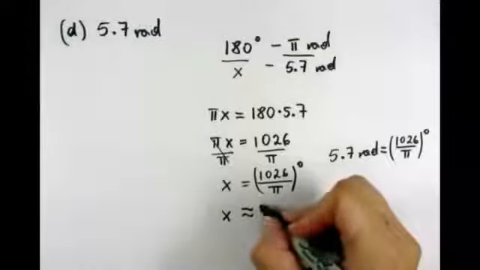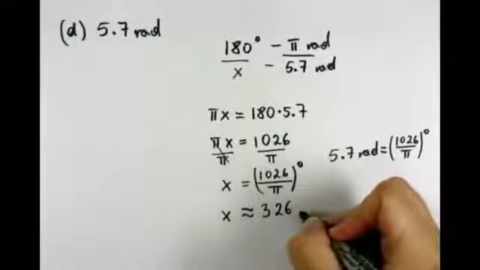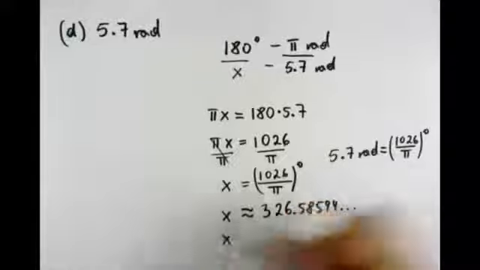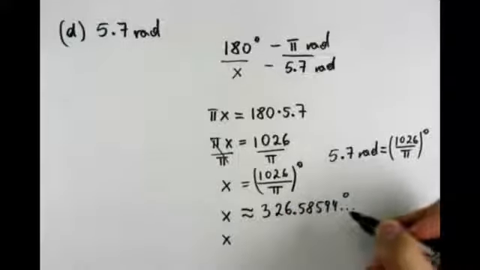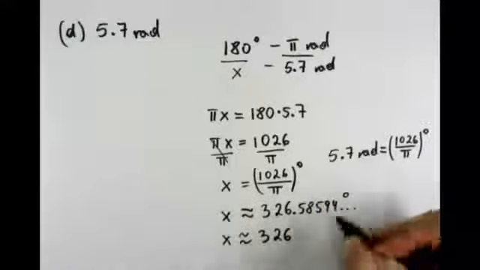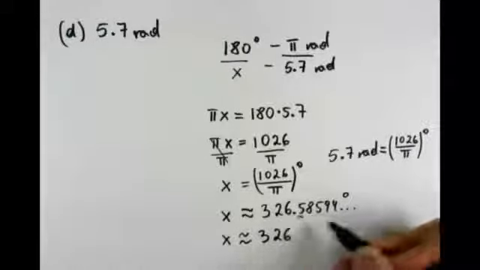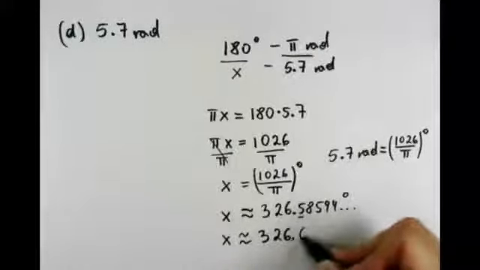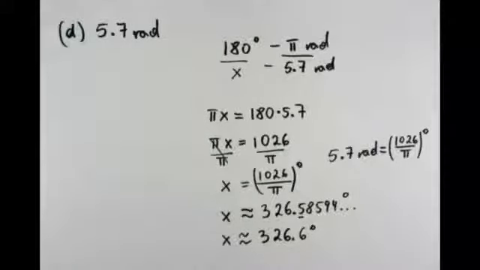Or if they ask us to approximate, we can just punch it on the calculator and we get that this is approximately 326.58594 and it keeps going. Degrees, of course. To two decimal places or to one decimal place, depends what the question asks. So to one decimal place, I check the number after. If the number after your approximation is 5 or more, we increase the number. If it is less than 5, then you keep the same.